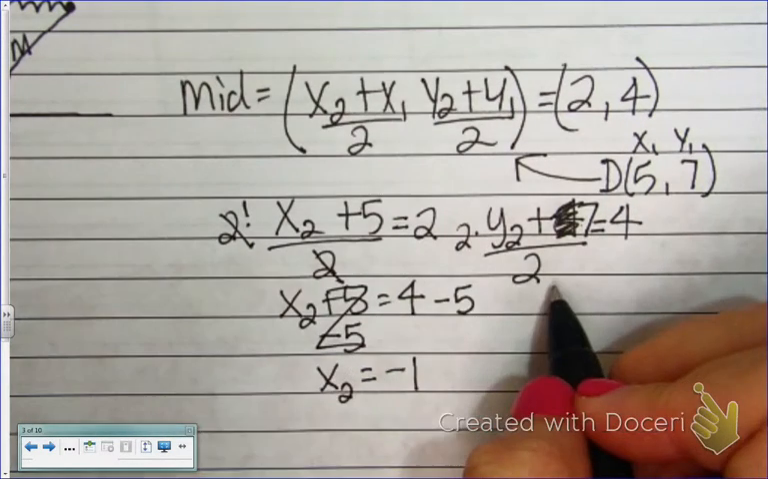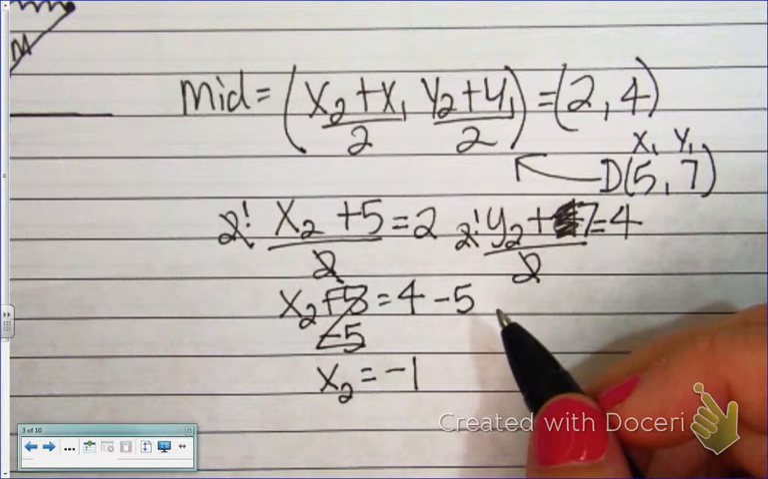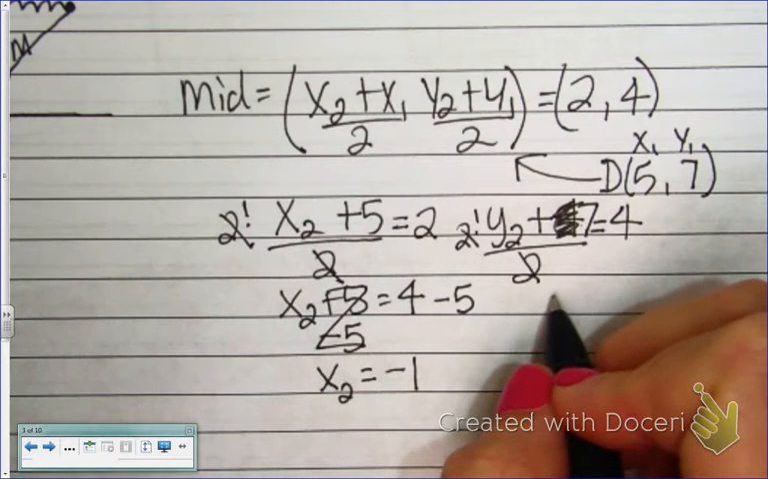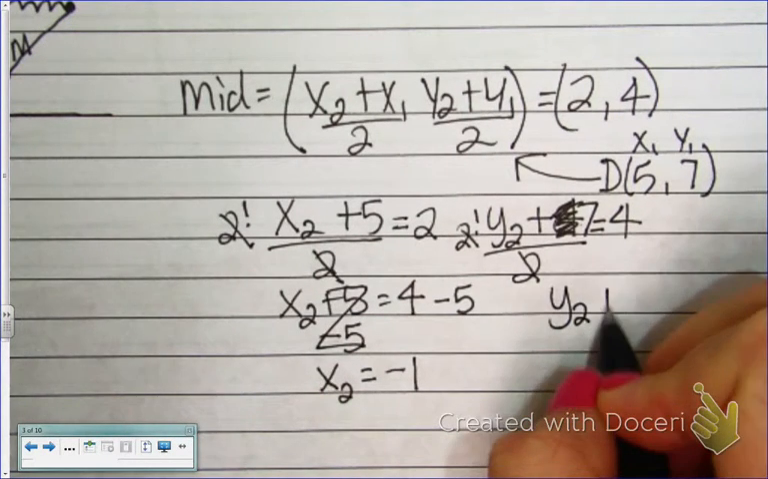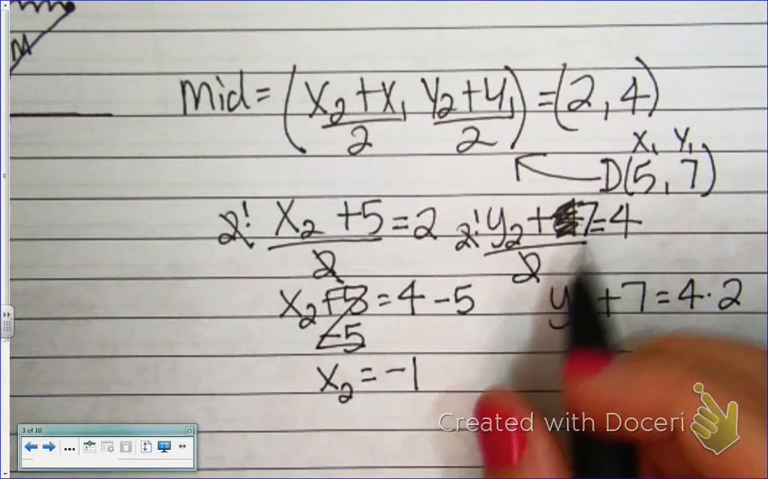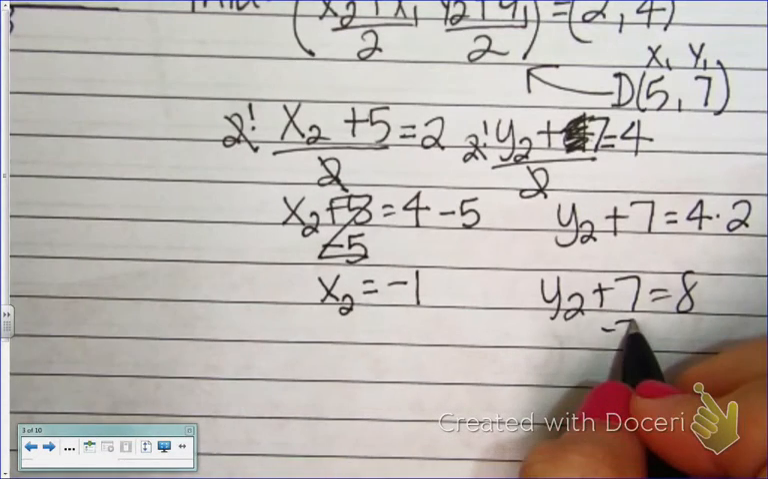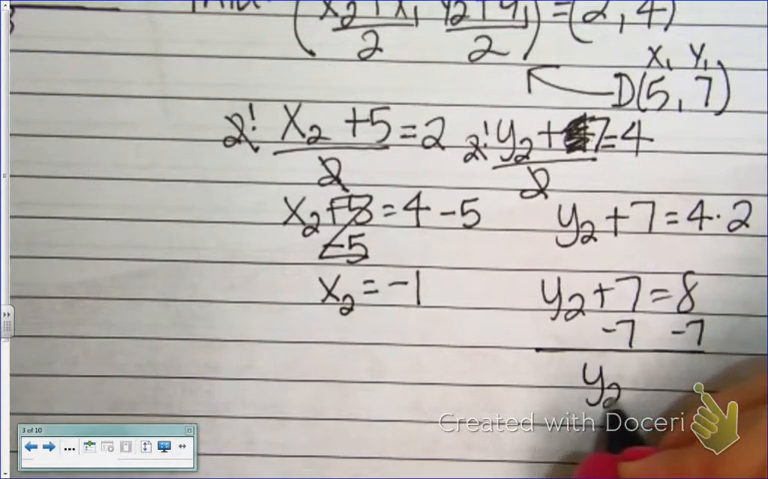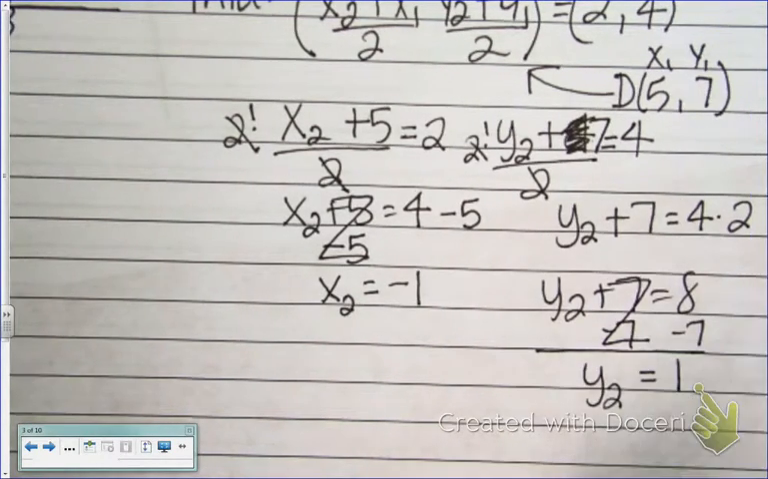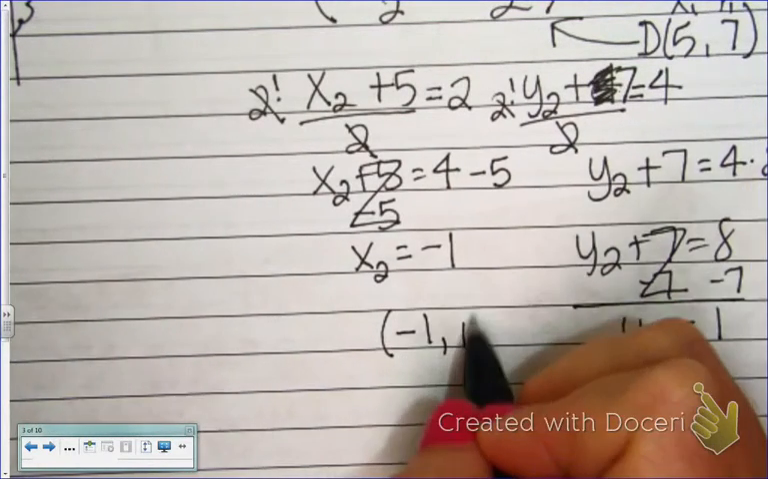So we have 2 over 2, which is 1. So we'll have our y2 plus 7 equals 4 times 2. So y2 plus 7 equals 8. I then have to subtract my 7 from both sides, and I'm left with y2 equals 1. So the other coordinate that you have is your x and then your y.